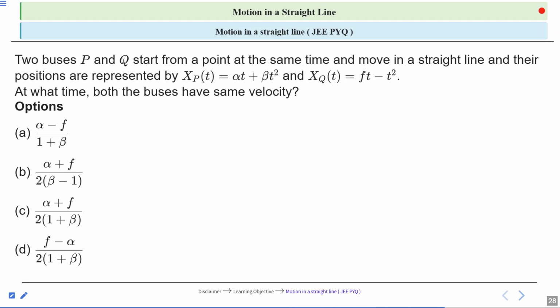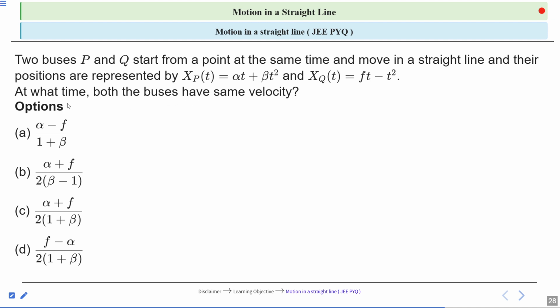Two buses P and Q start from a point at the same time and move in a straight line, and their positions are represented by xp of t is equal to alpha t plus beta t square and xq of t is equal to ft minus t square. So positions of the buses are given. At what time do both the buses have the same velocity?